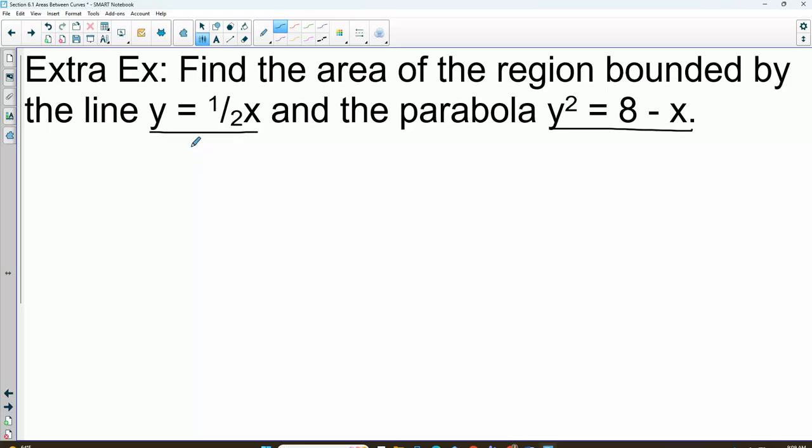So if y is equal to 1 half x, that means x would be 2y. Okay, over here, I can subtract my 8, divide by -1, so we get 8 minus y squared.